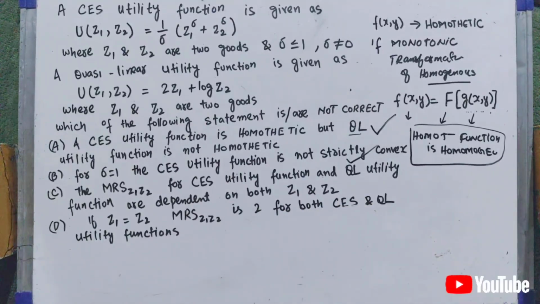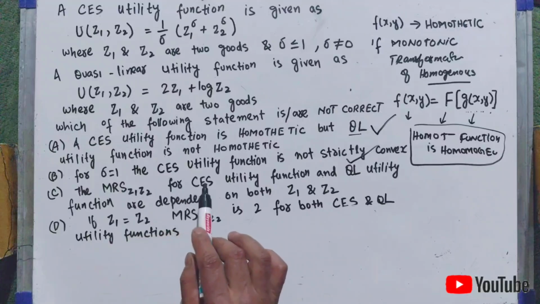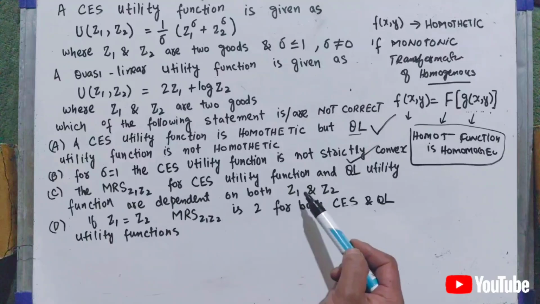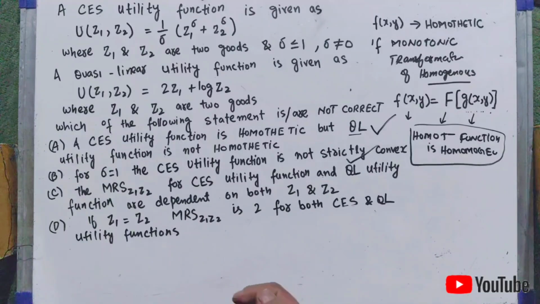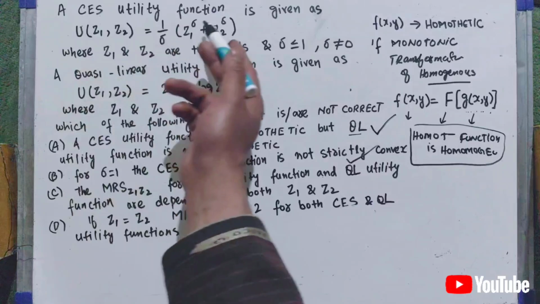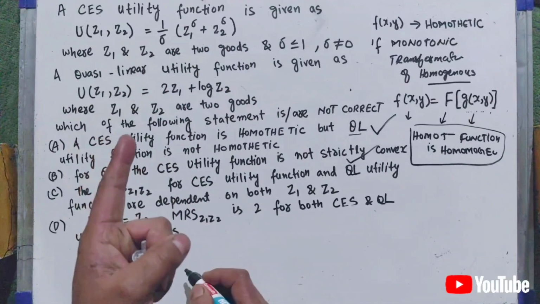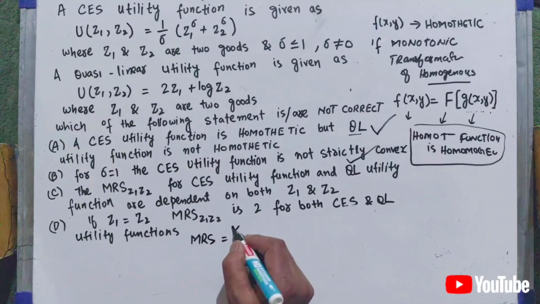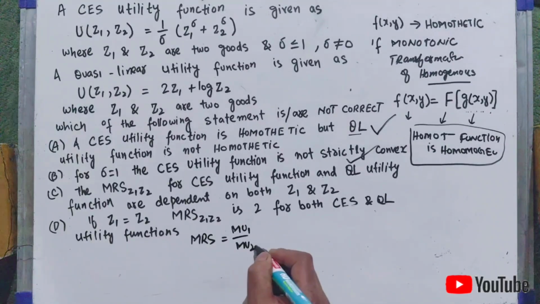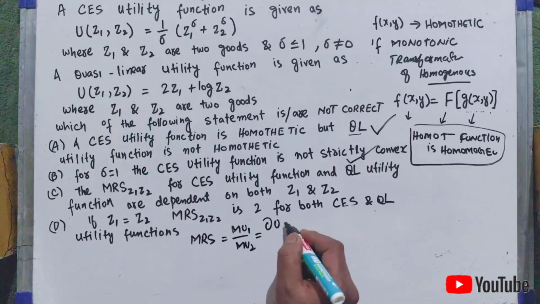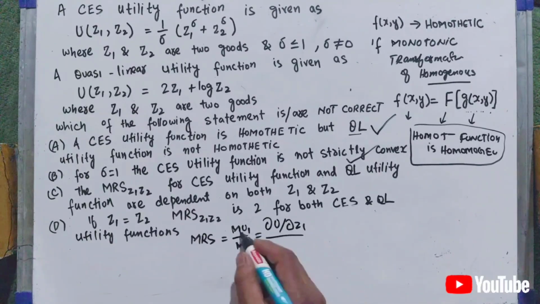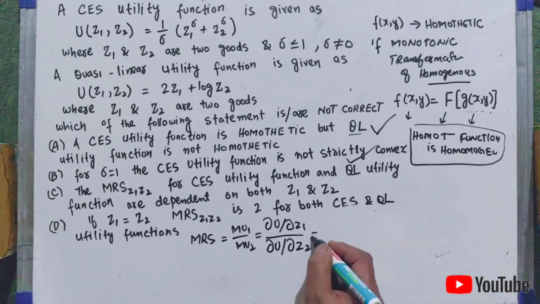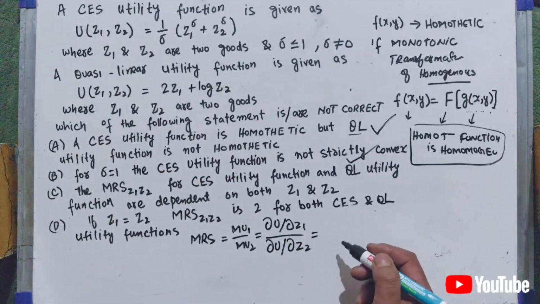Now we have the next option, that the MRS for the CES utility function and the quasi-linear utility function are dependent on both z1 and z2. Let us see. Let us first find the MRS of the CES function. MRS, as we know, is equal to the marginal utility of good 1 upon the marginal utility of good 2, which is the partial derivative of the utility function with respect to z1, that is MU1, divided by the partial derivative with respect to good 2. So let's take partials here.